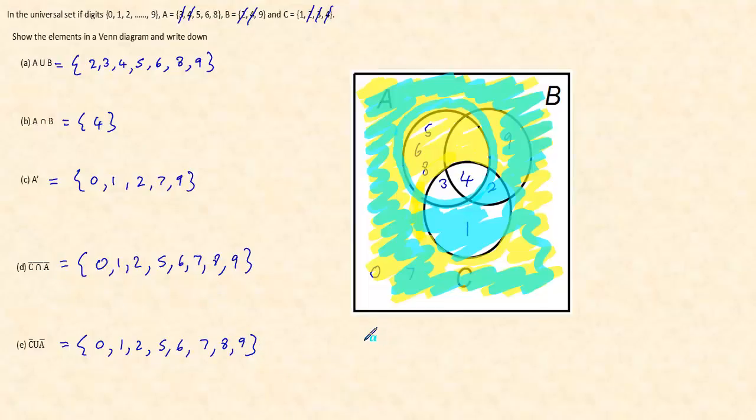Now comparing these last two, we can see that not (C intersection A) must be equal to not C in union with not A.